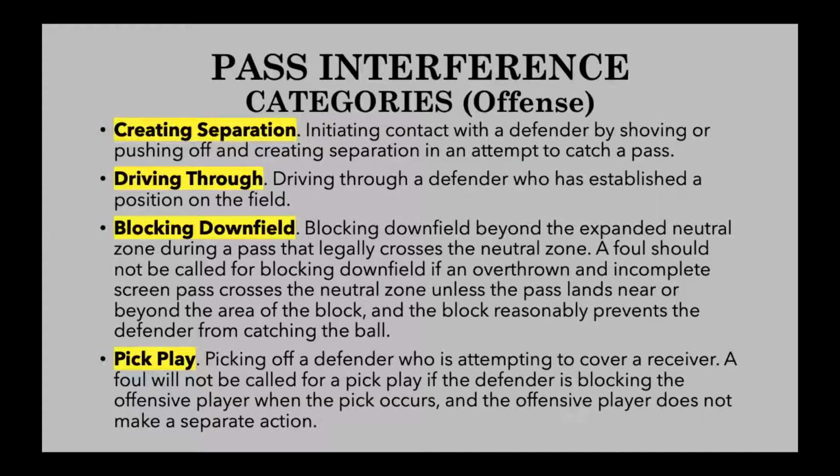Driving through a defender who has established a position on the field is a problem, especially because you're pretty much just rolling them over to get a pursuit to the ball. Blocking downfield is similar in that someone is going and taking out a defender by pushing him open and clearing an area of the field for another receiver to come under and catch the ball. A pick play is similar and usually happens on a crossing route where one Team A player will just pick off a defender in pursuit, and that allows his teammate to run open into a path to catch the ball.